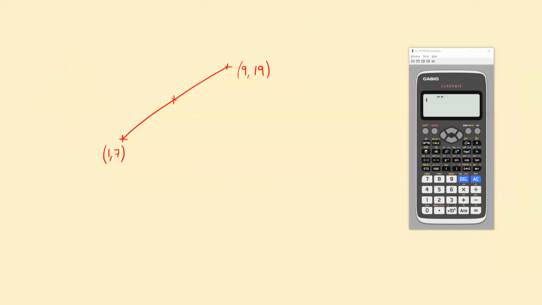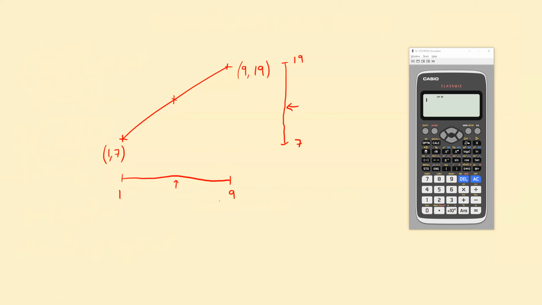So if we've got a diameter and we know the two endpoints, we can find the center of the circle, for example, just by finding the midpoint. Keep in mind, you've got some horizontal distance here, and some vertical distance here to cover. We want to know what's right in the middle of these two things. So this starts at 1 and ends at 9. This starts at 7 and ends at 19. And you just want to know what's the number in between.